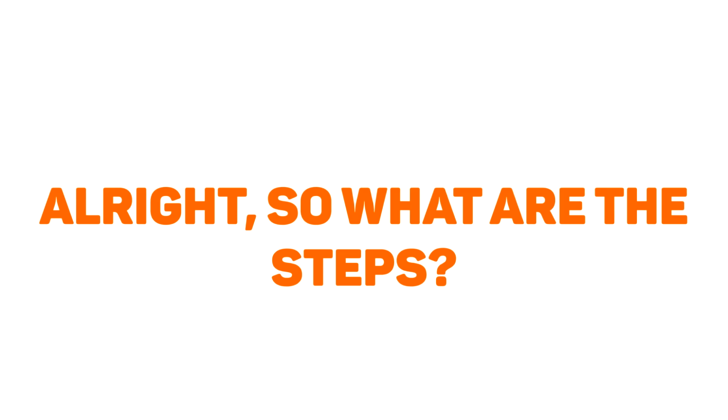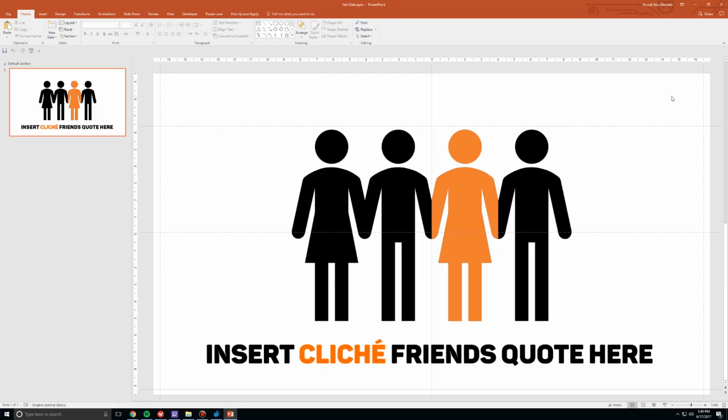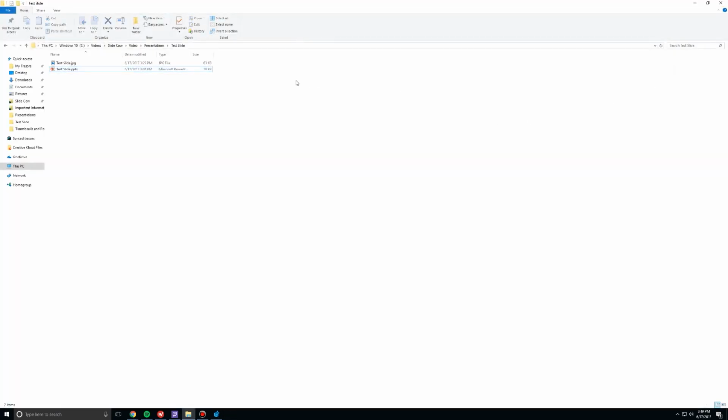Alright, so what are the steps? The first thing we're going to do is shut off PowerPoint, and this is to make sure that all the settings we're about to change will take effect when we open up PowerPoint in the future. The second thing we're going to do is open up something called the Windows Registry Editor. A lot of you are very technical and know what that is, but a lot of you aren't, so don't worry. You don't need to know exactly what that is, you just need to know how to open it.